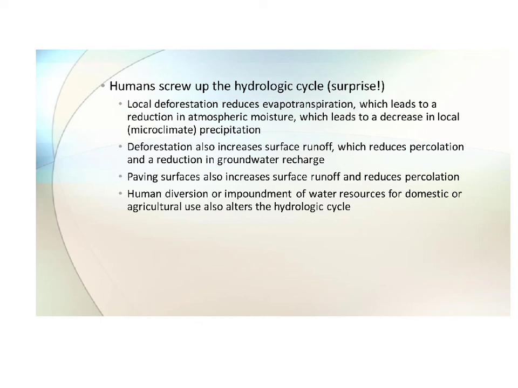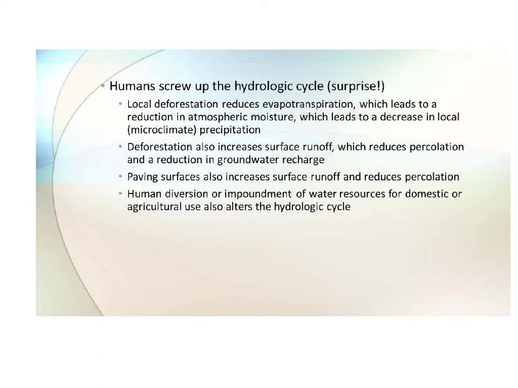And then finally, human diversion. That means that we're taking water from where it would normally or naturally go, and we're putting it either through a series of canals or pipes someplace else. Human diversion or impoundment of water. Impoundment, I'm talking about when we build a dam, when we choke the flow back and we create a lake from what used to be a river or a stream. Human diversion or impoundment of water resources for either domestic or agricultural use also alters the hydrologic cycle.